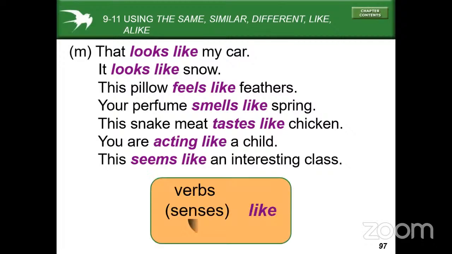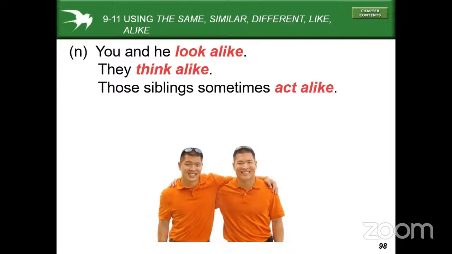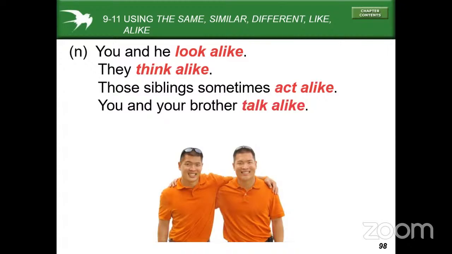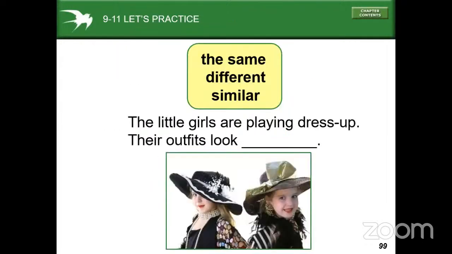This seems like an interesting class. Verbs like senses with like. You and he look alike. Se ven, son igualitos, ¿no? Se ven iguales. You and he look alike. Probably they are twins, right? They think alike, piensan igual. Those siblings sometimes act alike. A veces actúan lo mismo. You and your brother talk alike. Sometimes twins dress alike. Some verbs alike in this case.